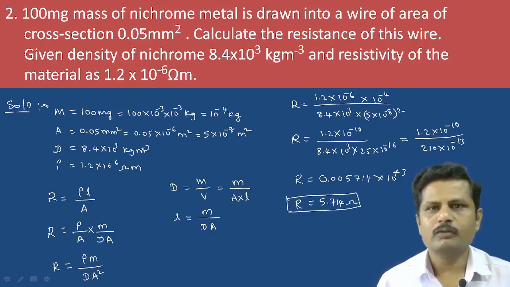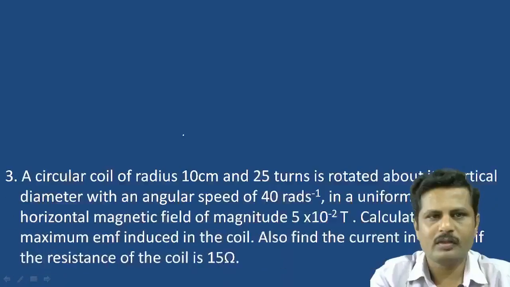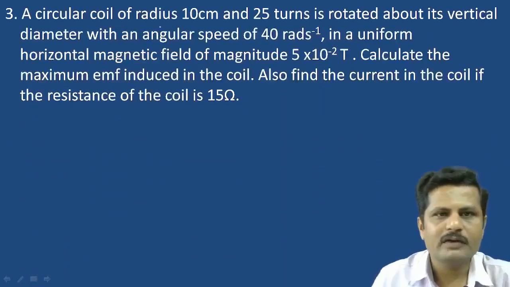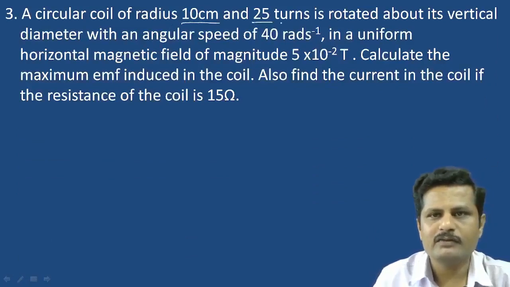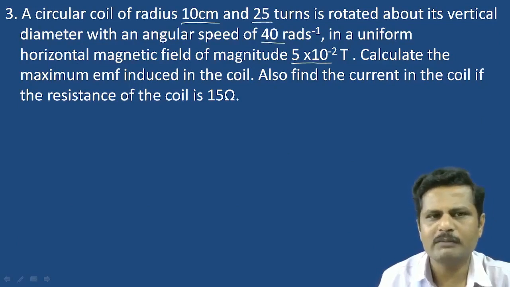Okay, let's move to the next question. A circular coil of radius 10 centimeter and 25 turns is rotated about its vertical diameter with an angular speed of 40 radian per second in a uniform horizontal magnetic field of magnitude 5 into 10 raised to minus 2 Tesla. Calculate the maximum EMF induced in the coil. Also find the current in the coil if the resistance of the coil is 15 ohm.